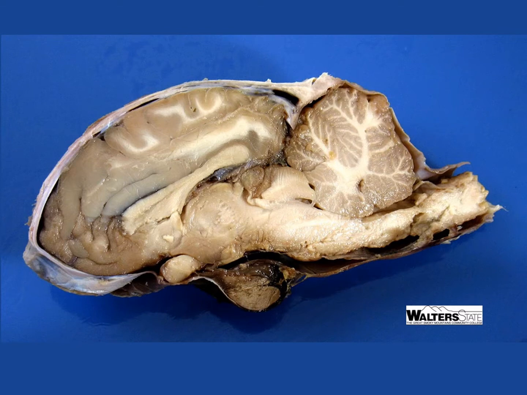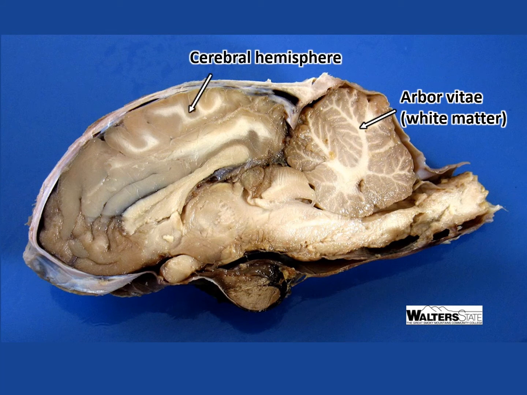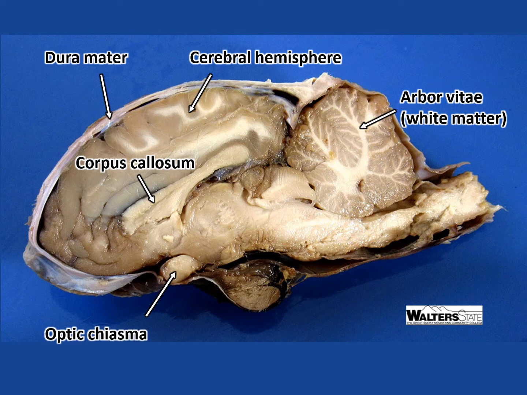Looking at a mid-sagittal section of the sheep brain, here's the arbor vitae. This is the white matter of the cerebellum. Here's the cerebral hemisphere, and the arrow is actually in the cerebral cortex, but you can see the white matter deep to that. This is the dura mater, so you get an idea of how thick the outermost meninx is. This is the corpus callosum, white matter, which serves as a connection between the two cerebral hemispheres. This is the cross-section of the optic chiasma.